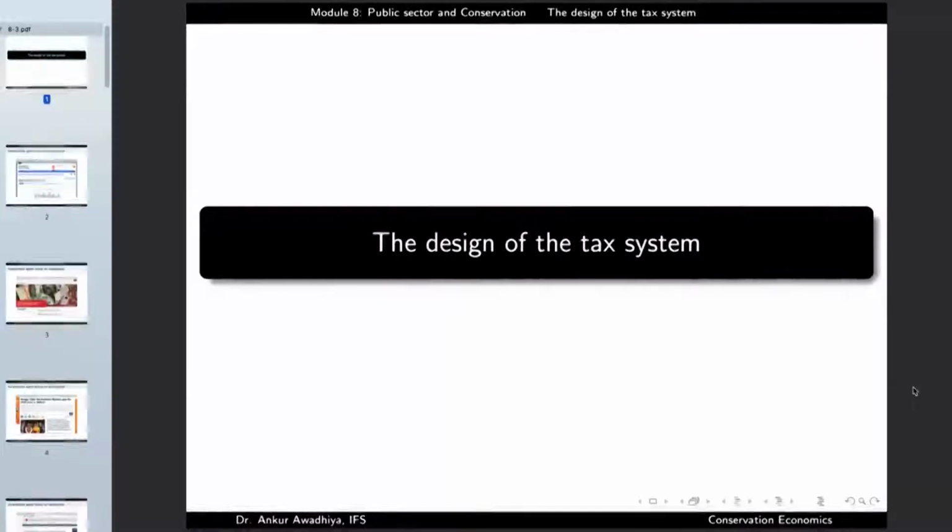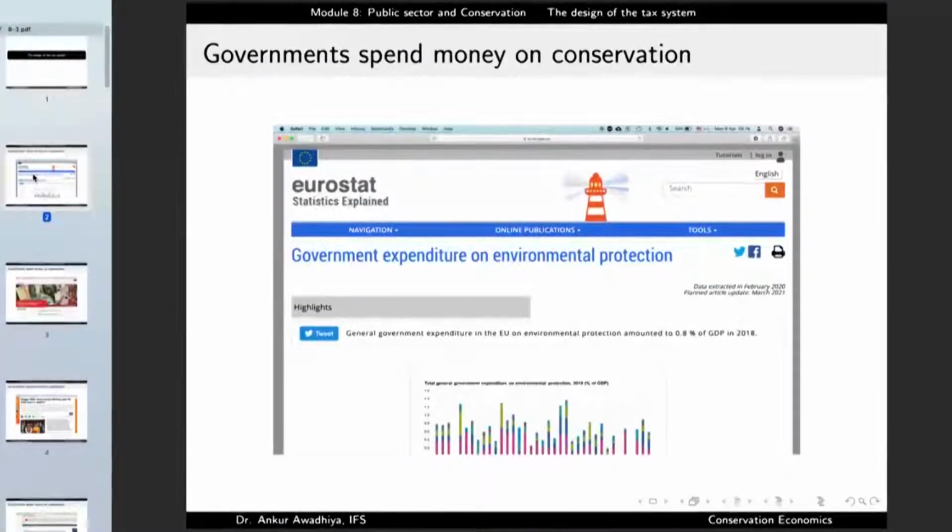Namaste. We carry forward our discussion on public sector and conservation, and in this lecture, we shall have a look at the design of the tax system. Now, we know that governments spend money on conservation or things like environmental protection, and in certain cases, the total amount of spending is pretty substantial.